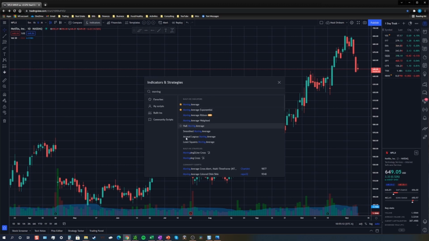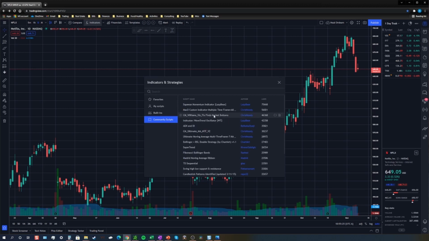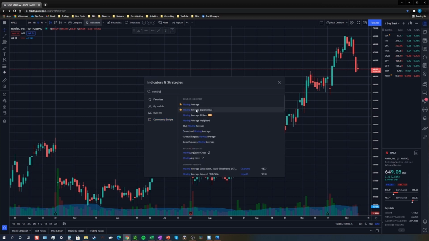So you can see built-in indicators, built-in strategies. Like these are people that built a strategy, basically using moving averages. That's what's really cool about TradingView is there's a whole community. You got community scripts and stuff like that, but don't worry about that. Just stick to the easy stuff. But moving, so we got moving average and moving exponential.